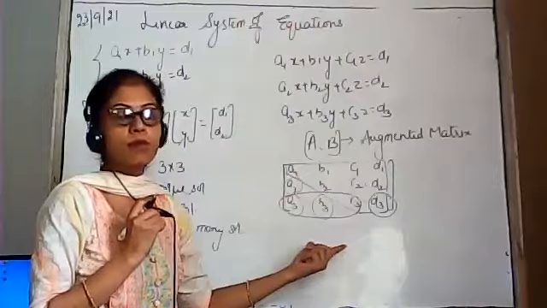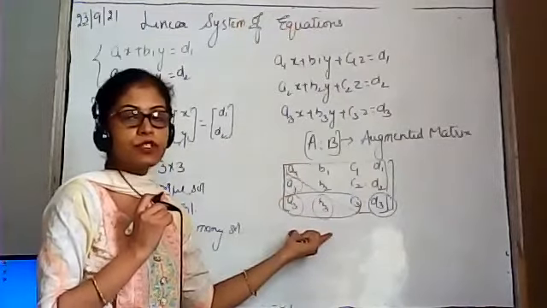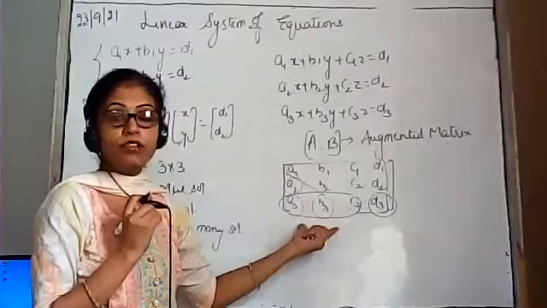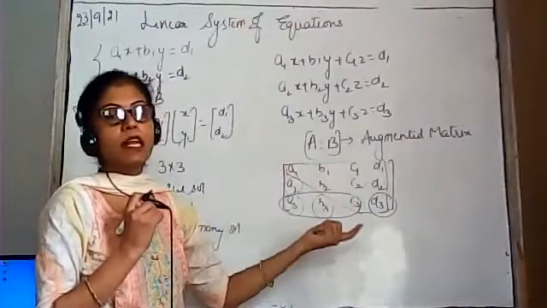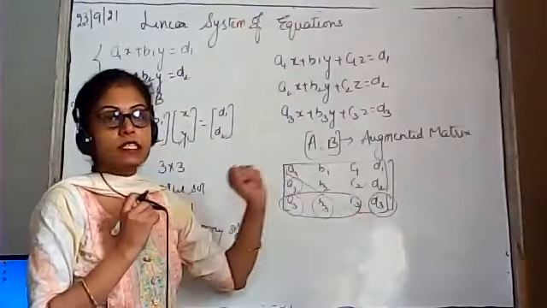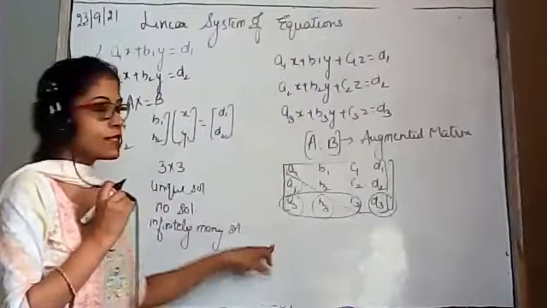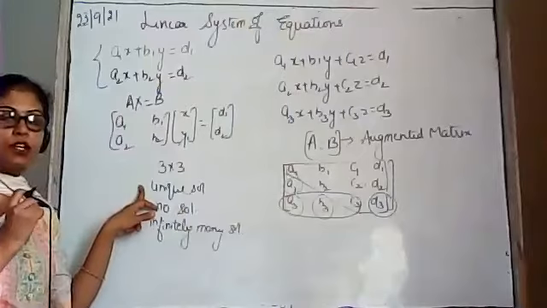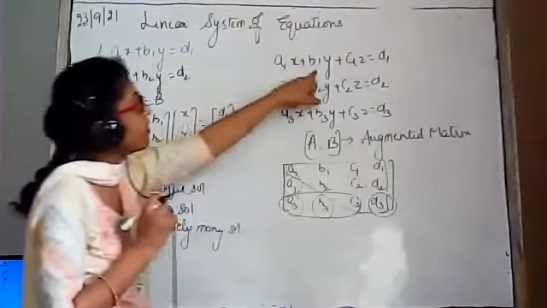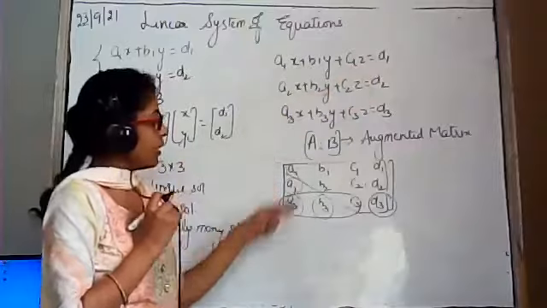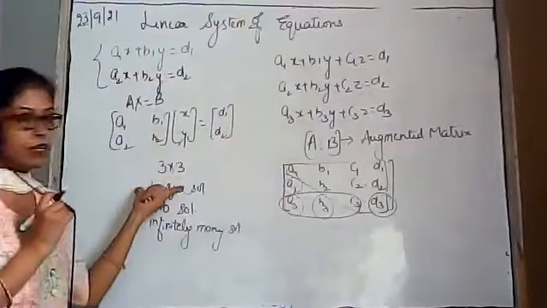After reducing to the upper triangular form, if all the 3 rows exist, that is, if there is at least one element in the last row, it means that the row exists. If all the 3 rows exist, in that case we will have a unique solution. If the number of rows is equal to the number of unknowns, and we have 3 unknowns here, okay? If 3 rows and 3 unknowns are there, we will have a unique solution.